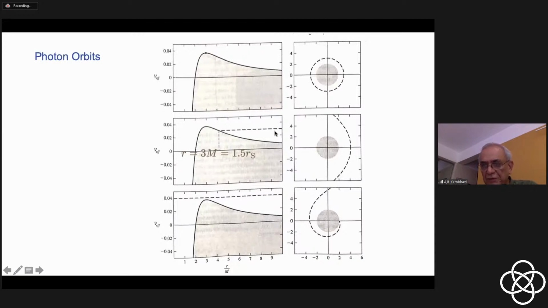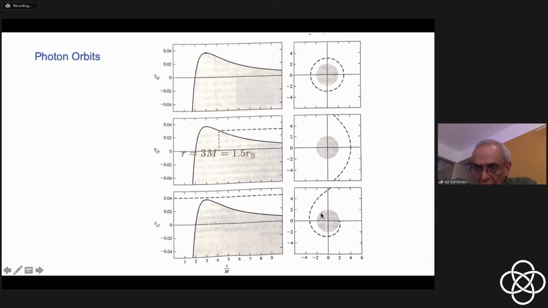Meaning, what happens in physical space, this is energy space. What happens in physical space is that the photon comes from a distance, is attracted by the sun just like a particle, bends its trajectory and goes away like this. Whereas if the photon has greater energy, then it is at a greater height than the barrier, in which case the photon comes in, goes round and round and round, and then just falls into the black hole.